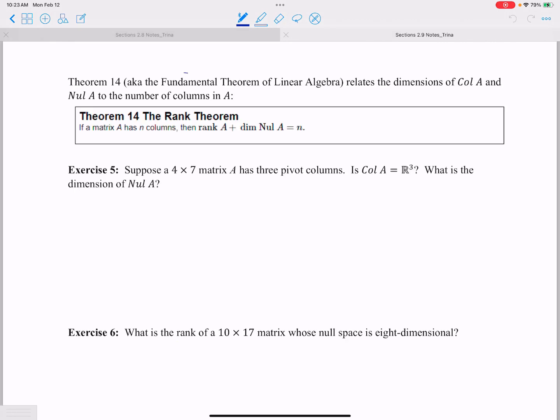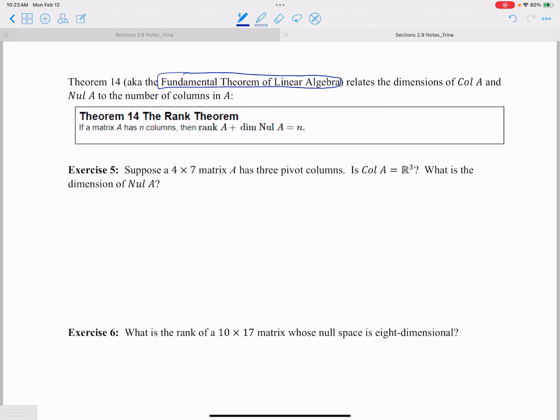Theorem 14, referred to as the fundamental theorem of linear algebra, so kind of important, just says that the rank plus nullity is the number of columns. Remember that the rank is the number of pivots, and the dimension of the null space is the same as the number of free variables, so those two things together add up to the number of columns. That's all that theorem is saying.